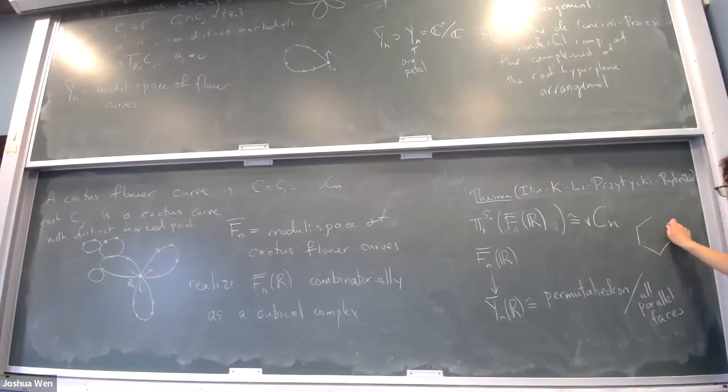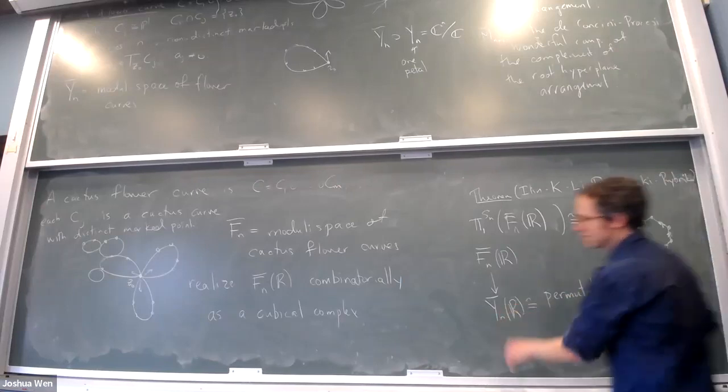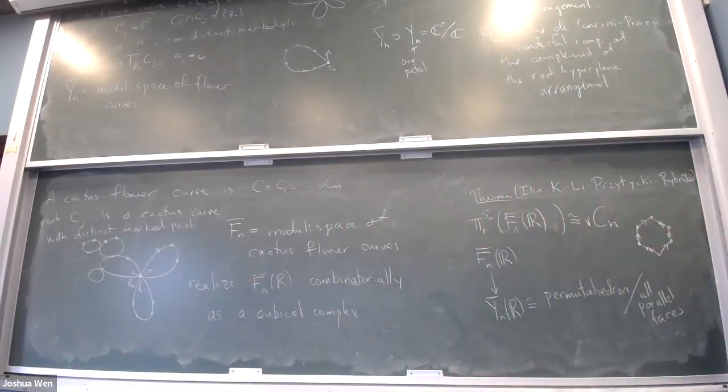When n is 3, you have a hexagon, and you identify the parallel sides. If you just did that, you would have a torus with two vertices. But then you identify all the vertices too, of which there are only two, and you get a torus with two points identified. So this is what I mean by a combinatorial realization of this space, and we do something similar to make a combinatorial realization of this F_n bar. And that's what's in there. I'll stop there.